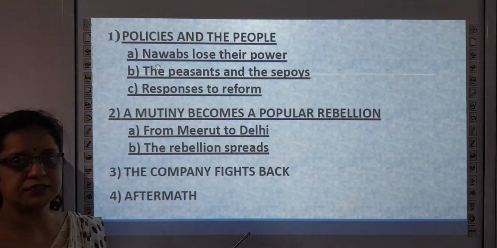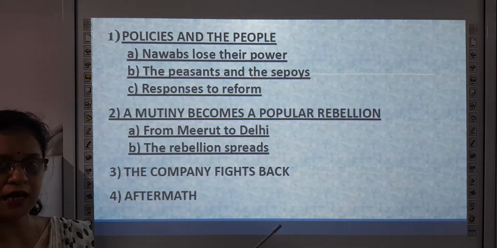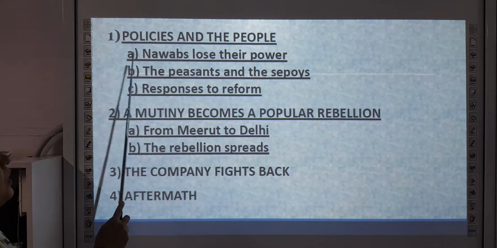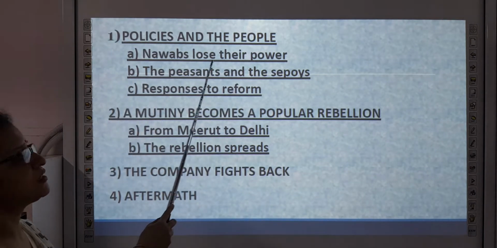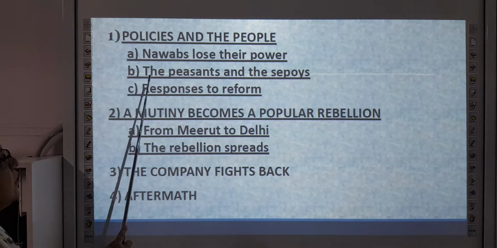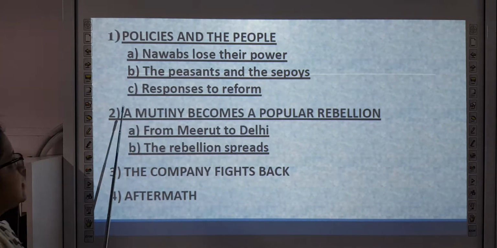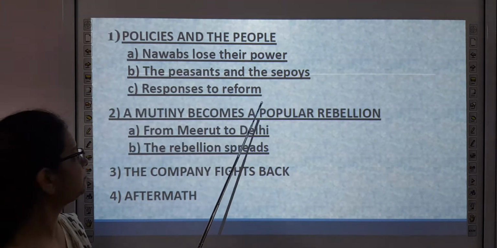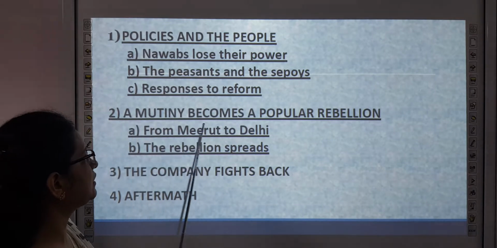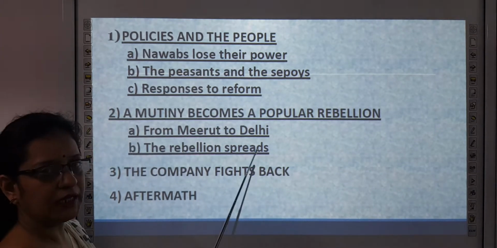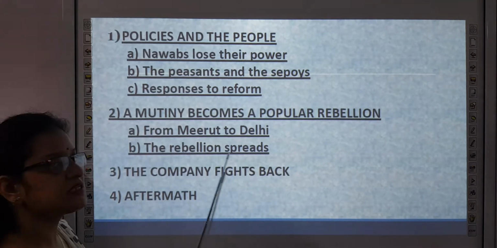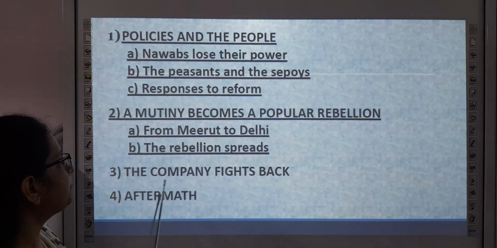The topics and the subtopics which we are going to cover are as follows. Number 1, policies and the people. Subtopics: A, Nawabs lose their power. B, the peasants and the sepoys. C, responses to the reform. Number 2, a mutiny becomes a popular rebellion. A, from Meerut to Delhi. B, the rebellion spreads. Number 3, the Company fights back.